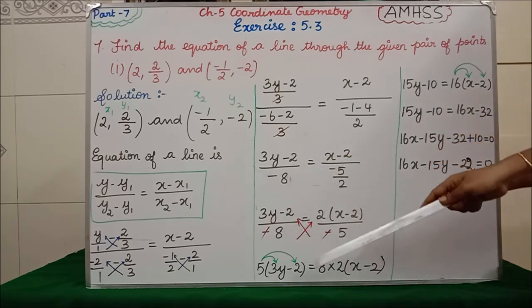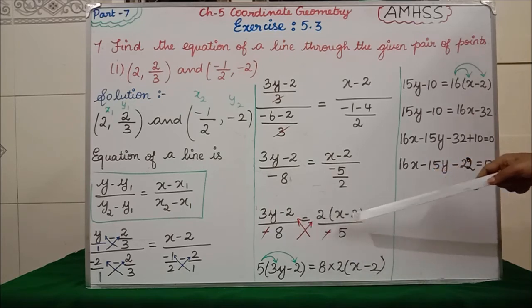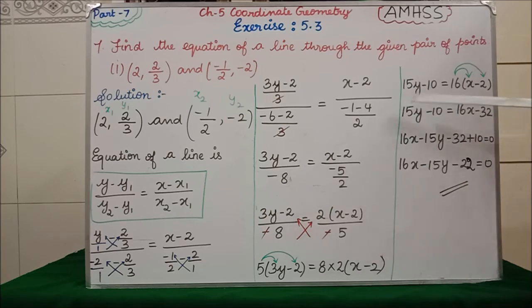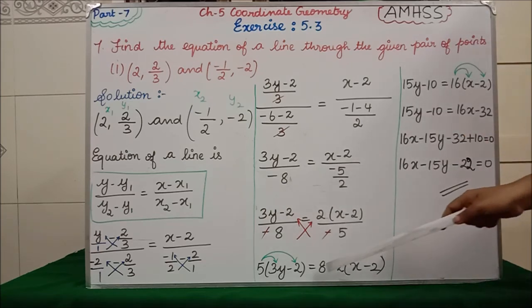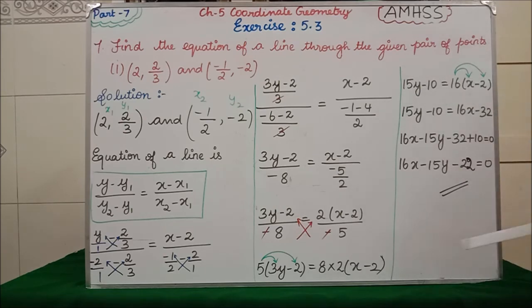5 into 3y minus 2 is equal to 8 into 2 into x minus 2. Clear? So 5 3s are 15y, 5 2s are 10 is equal to 8 2s are what? 16 x minus 2. Okay, now take this 16 inside. 16x minus 16 into 2 is 32. 15y minus 10 you write as such.